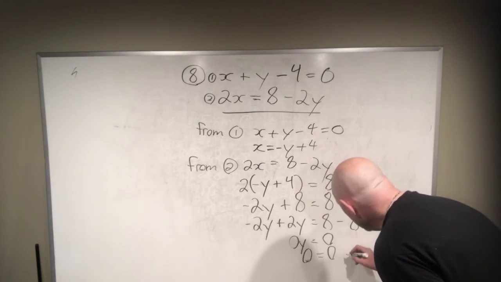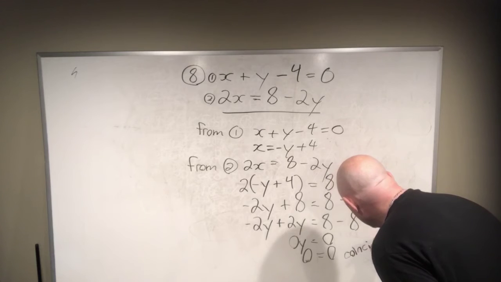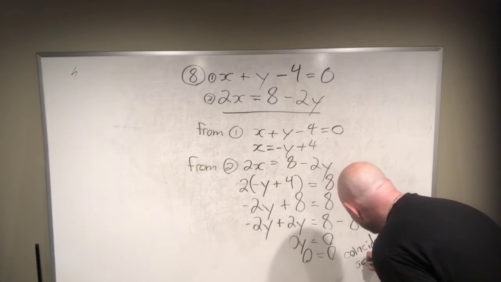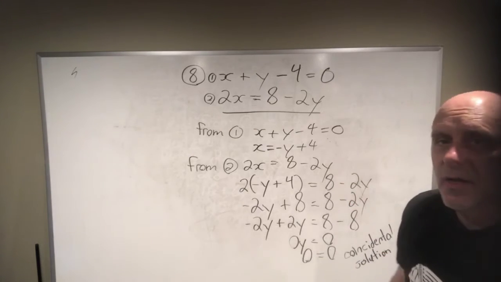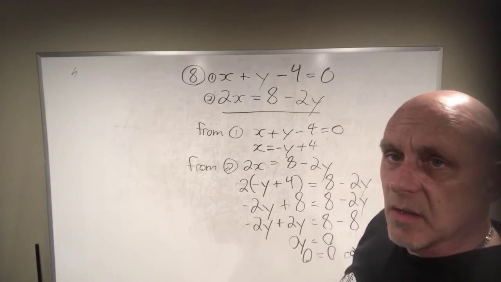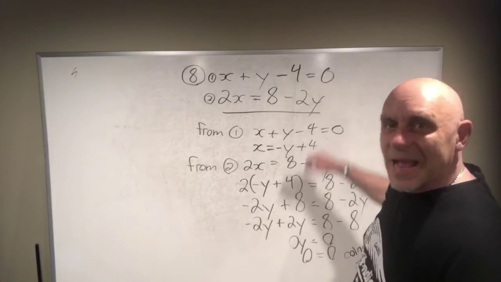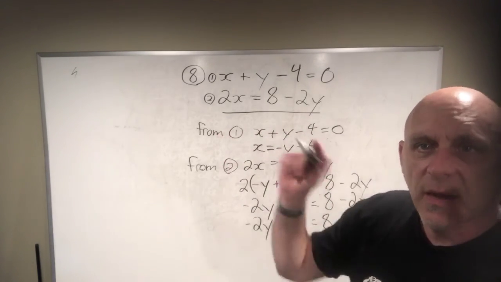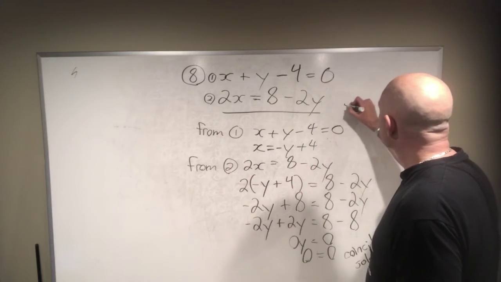This is called a coincidental solution. Why? These two lines are more than parallel. They're the same line. They're the exact same line. They lie one on top of each other. So where do they intersect? At every single point.